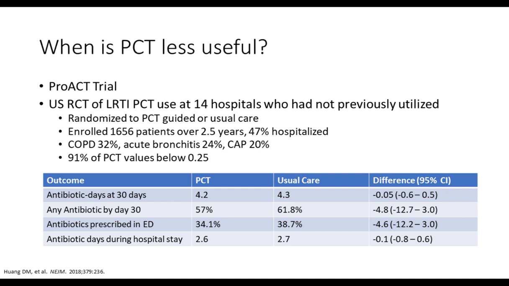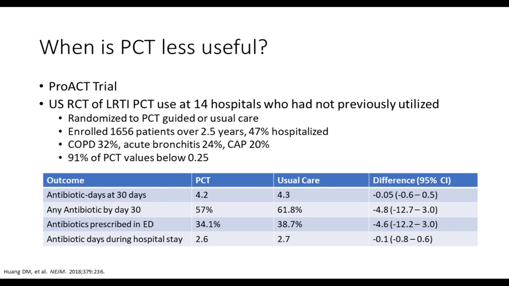Now, when is procalcitonin not useful? Well, we talked about localized infection. That's one place. I want to talk about the PROACT trial, which is a large U.S. randomized trial of PCT use in lower respiratory tract infections, unique in that most of those other trials were done in Europe. It was done at 14 hospitals that had not previously utilized it. They introduced it using a QI process, and they randomized to PCT-guided or usual care.